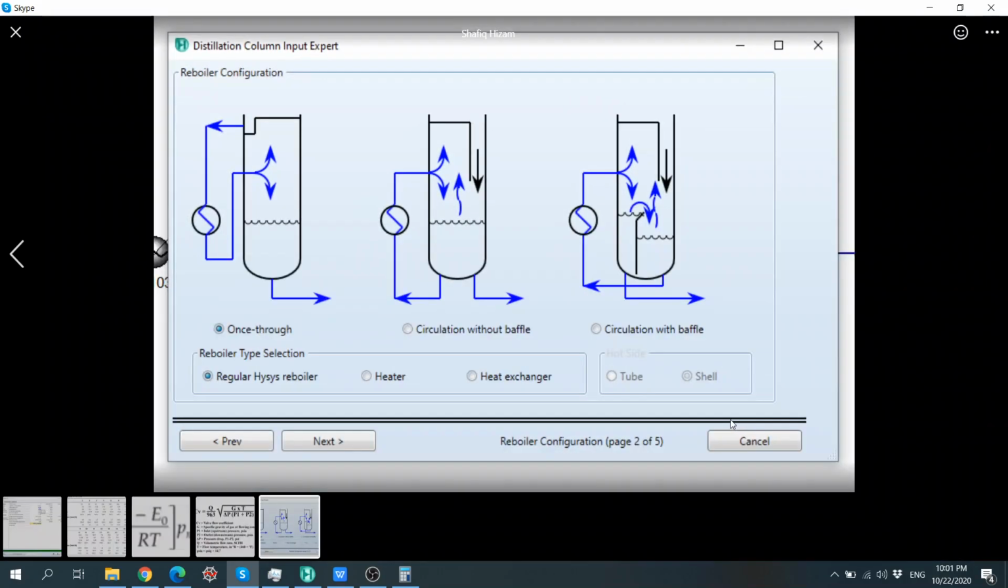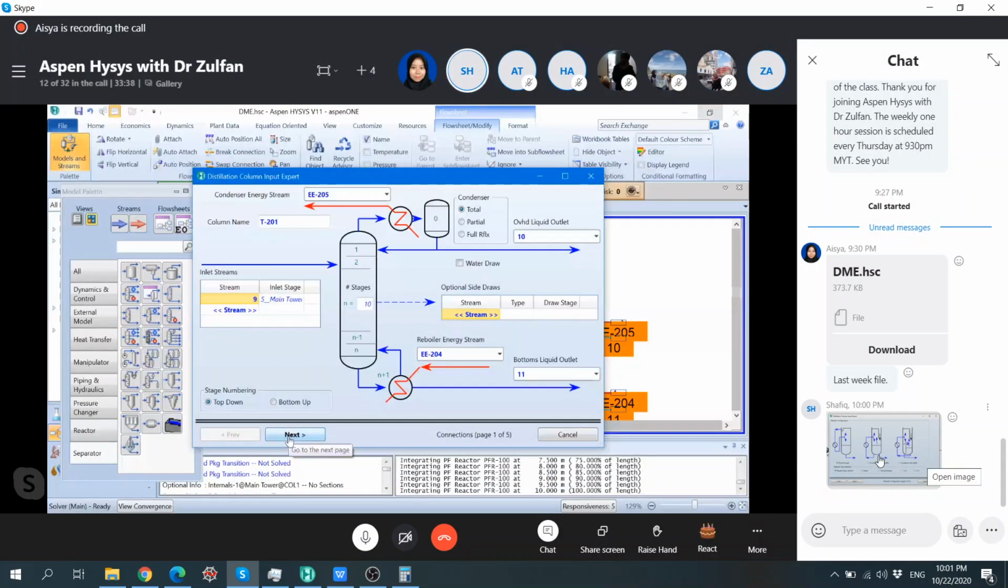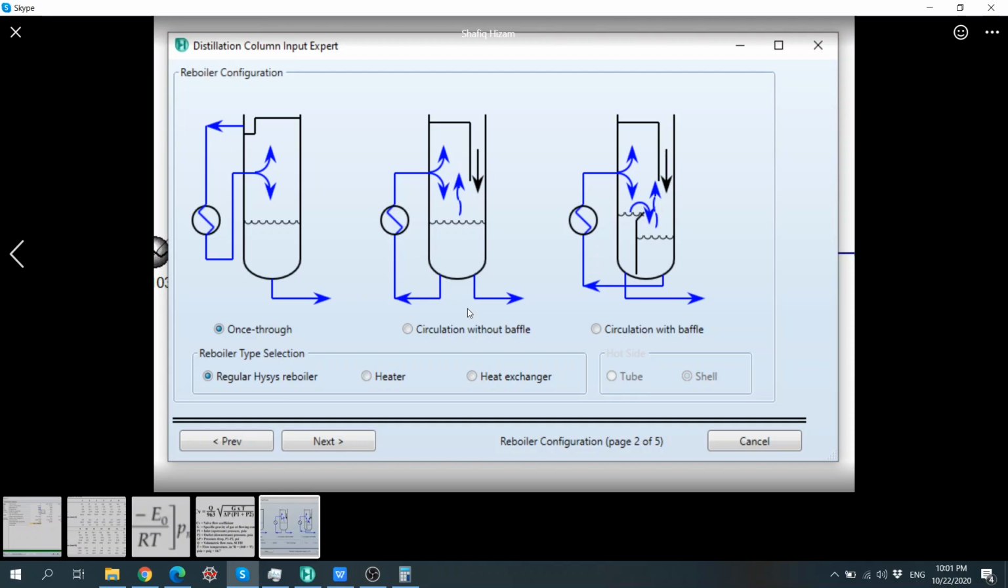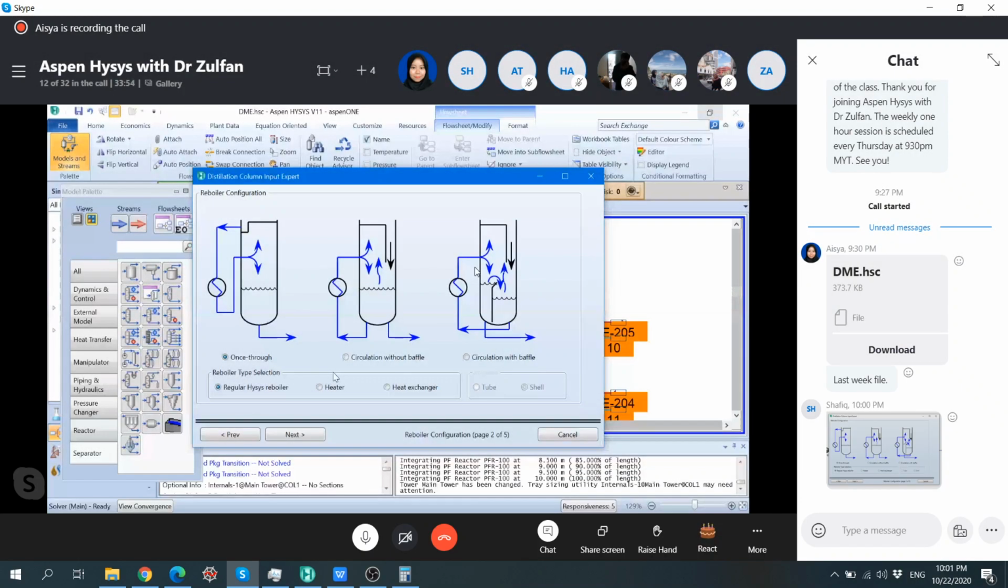Shafiq has made a print screen of these three different types of reboiler that are available in the simulator. So we have selected the middle one. While waiting for Aisha, you can see on the shared picture by Shafiq that we have selected circulation without baffle in the middle. In this case, apparently we need data on how much we are going to split to the product and also to the reboiler. We can make a quick and dirty assumption, but let that be the next task. So just select the once-through.